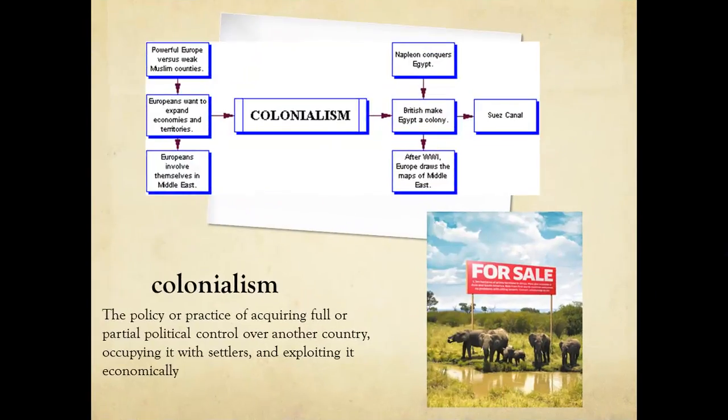The next term, colonialism, is the policy or practice of acquiring full or partial political control over another country, occupying it with settlers, and exploiting it economically.